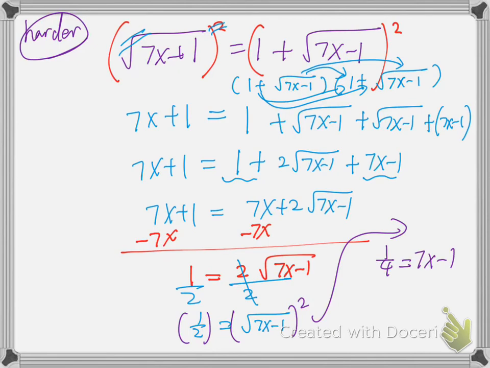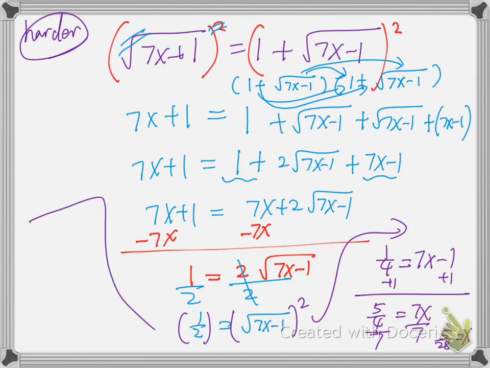Now add 1 and solve this linear equation. We get 5/4 is 7x, divided by 7, we get 5/28 is x. So this is a very hard question. I'm going to skip the checking part. If you check it, it is a solution.